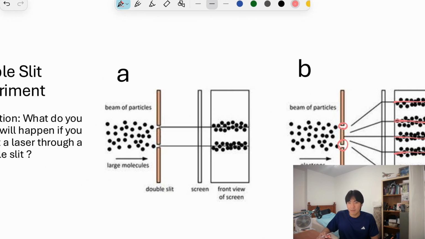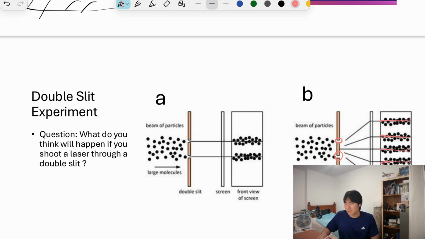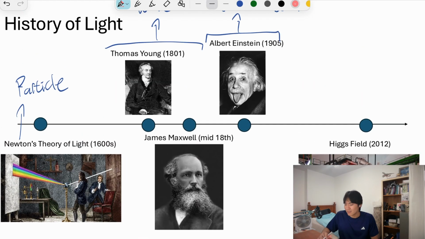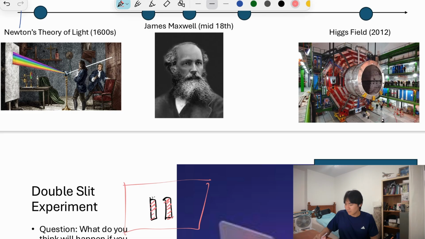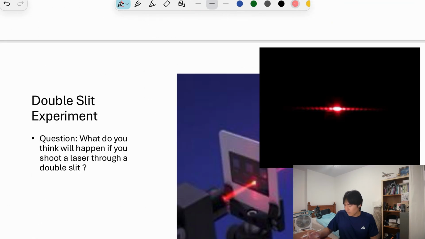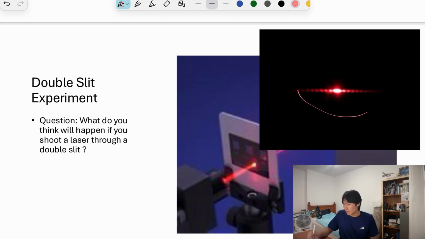And what does this prove actually? This proves that light is actually a wave. Why does observing many dots prove that light is a wave? As you can see, this is what you'll actually observe on the screen. If you shine a laser through it, you see many bright spots and you see regions of dark spots.